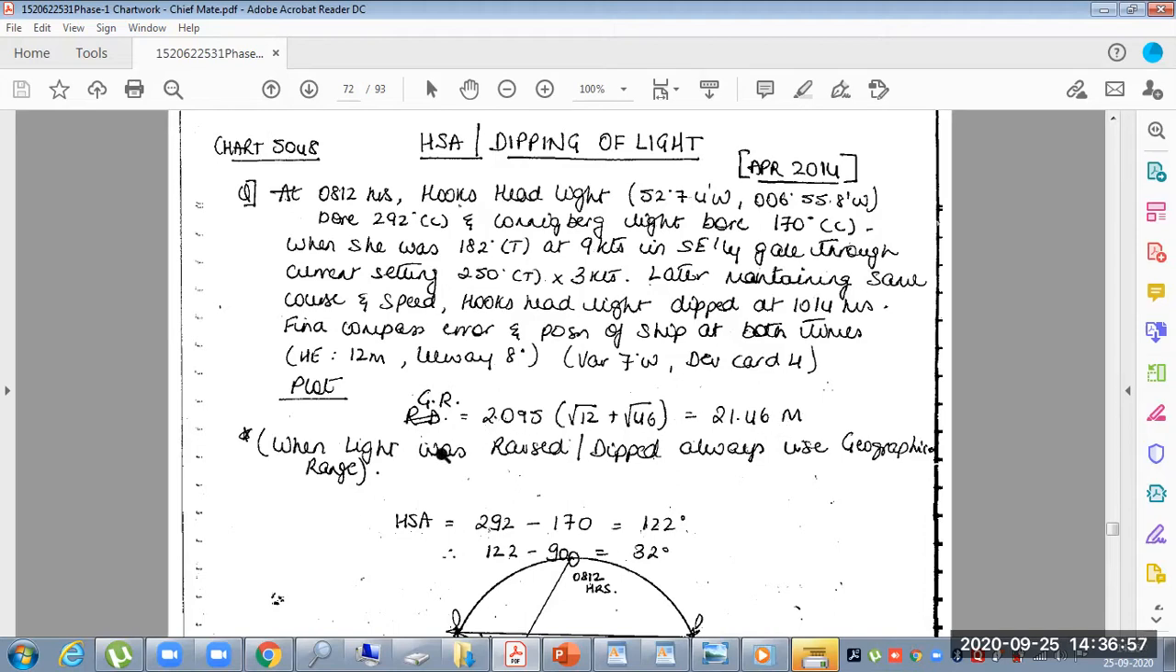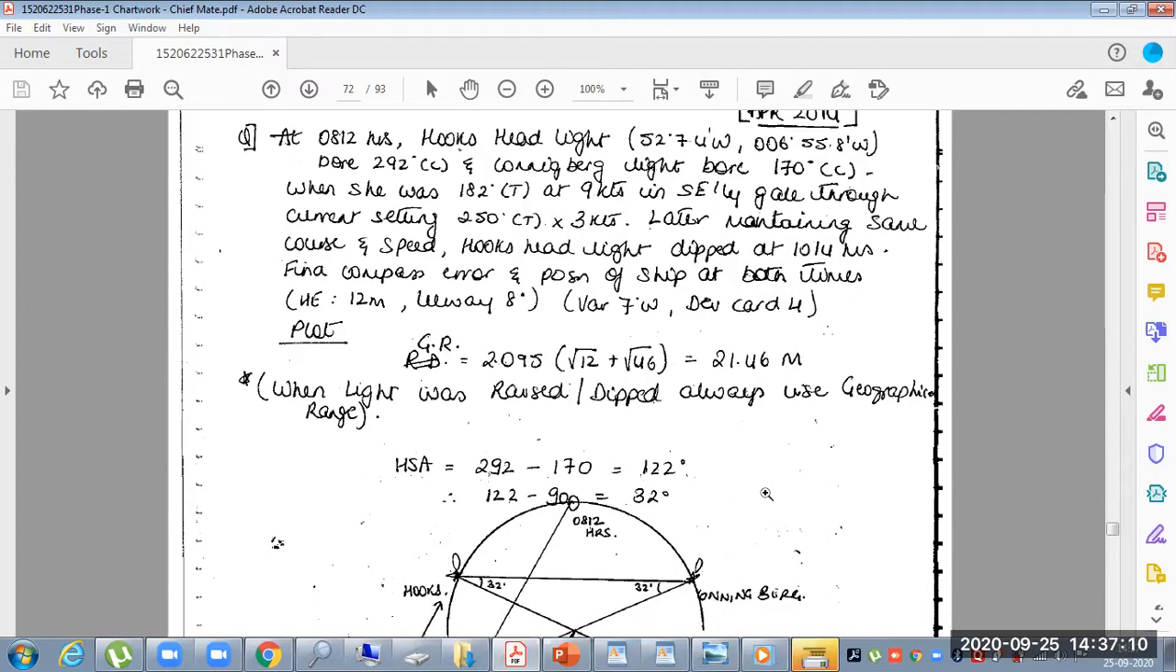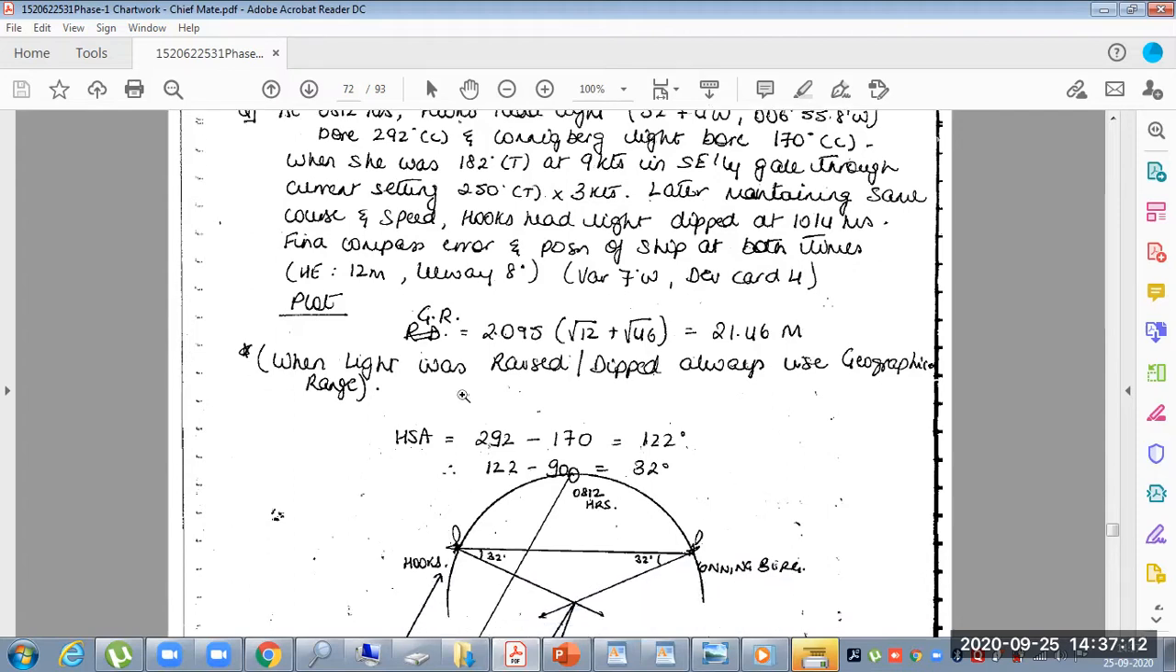And then we calculate the horizontal sextant angle between the bearings, that is the first bearing and the second bearing, because we have compass bearings and we don't have true bearings. We plot the horizontal sextant angle, and since the angle is more than 90, here it is 122, we do theta minus 90 and get 32. So we plot the horizontal sextant angle on the land side. This is actually a rough plot, so it's a little bit wrong.